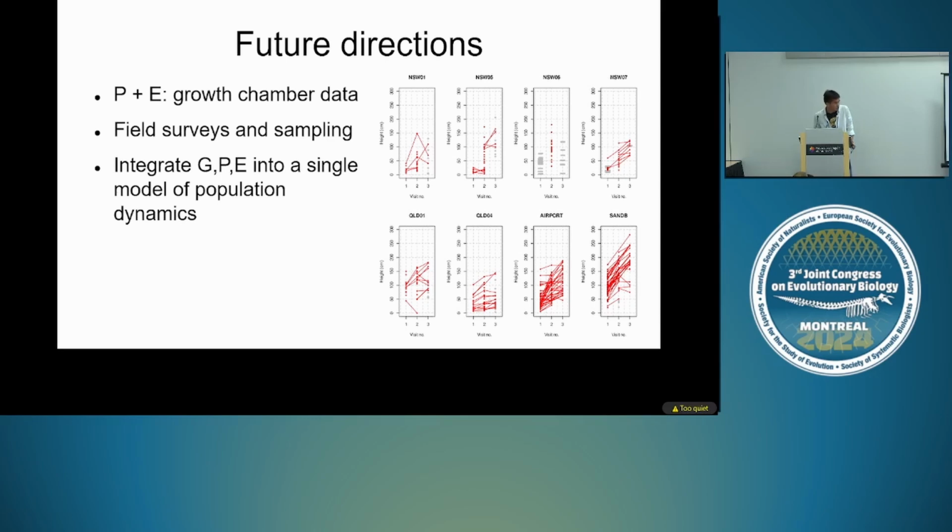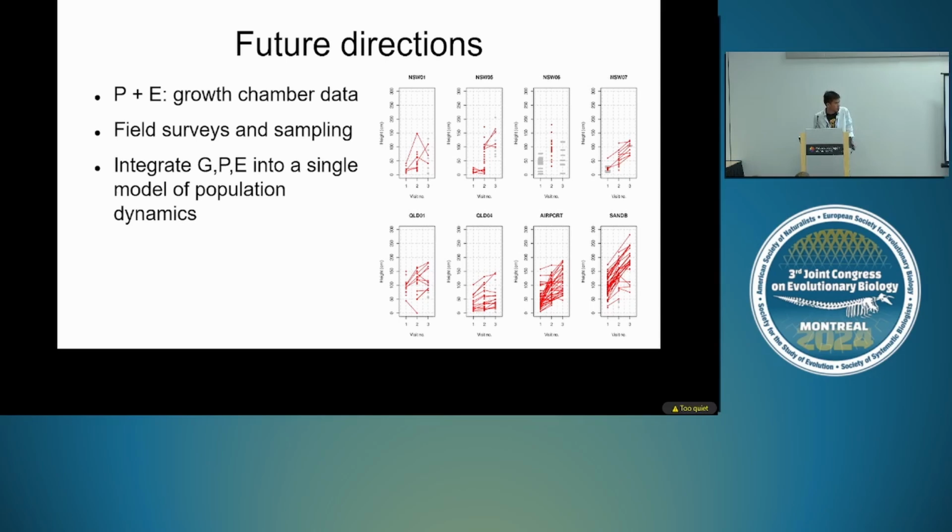So that's it so far. You'll notice I haven't really talked about phenotype-environment. We've actually done growth chamber experiments there, and we do see differences in trait expression in different environments. But that's kind of expected. We expect these plastic traits to respond to environmental changes.